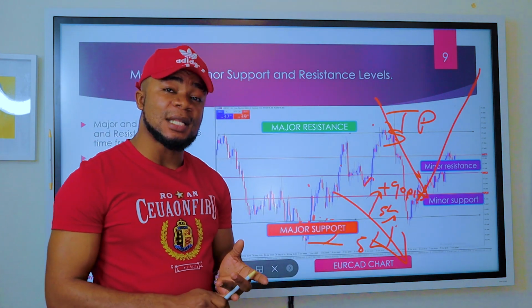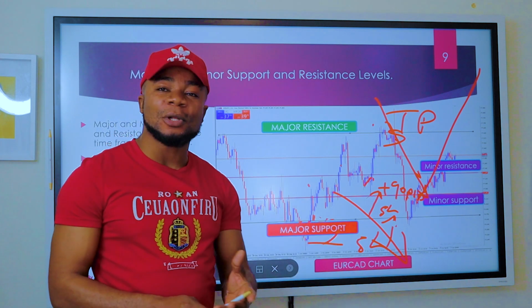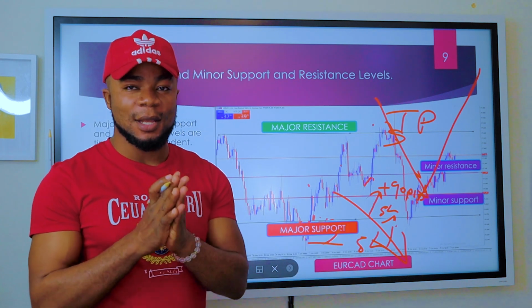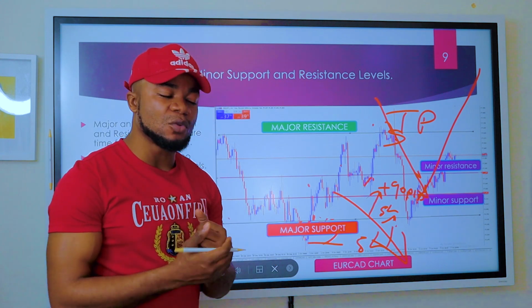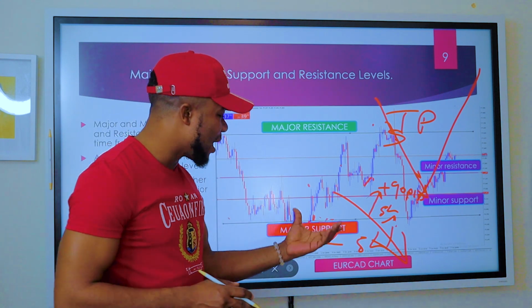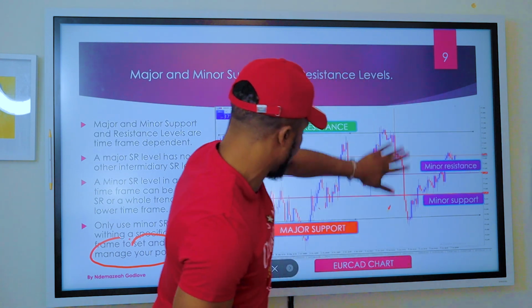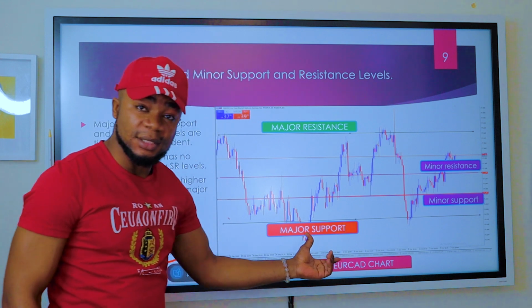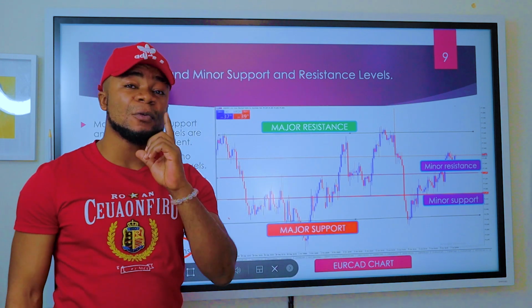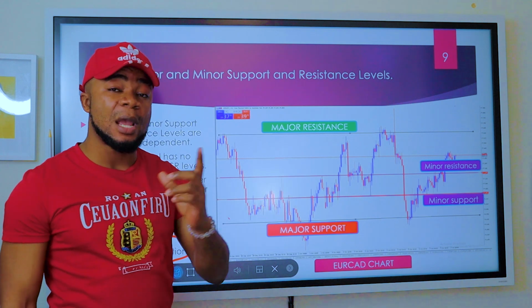Major support and resistance will help you in trade execution, while minor support and resistance will help you in trade management. All right, that is very, very simple. You should be able to just have that in your mind. Major support and resistance, which are the ones we have here, will help you for your entries. So major support and resistance will help you for your trade execution, while minor support and resistance will help you for what?